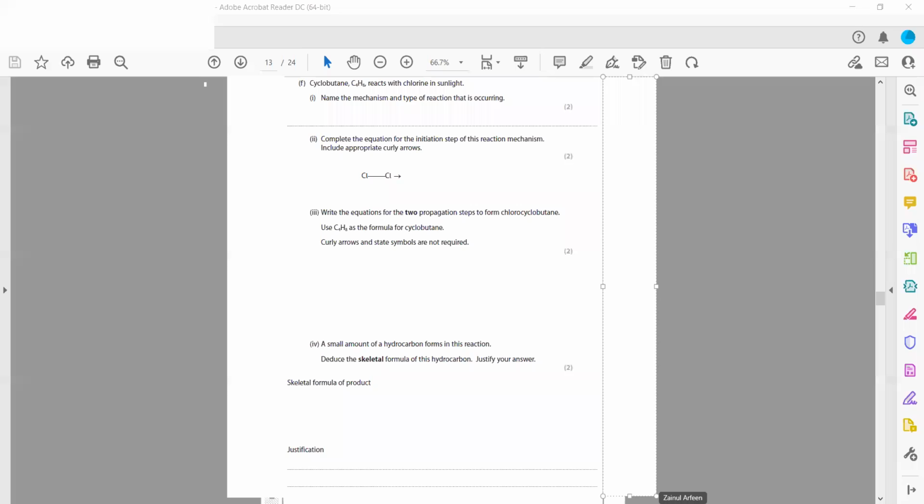In this part, cyclobutane, which is C4H8, reacts with chlorine in sunlight. Name the mechanism and the type of reaction that occurs. So whenever alkanes react with halogens, they undergo a free radical substitution reaction. So the mechanism is free radical, and the type is substitution.